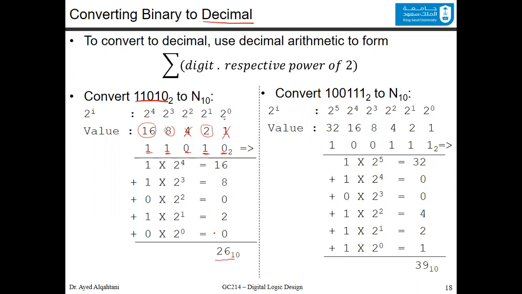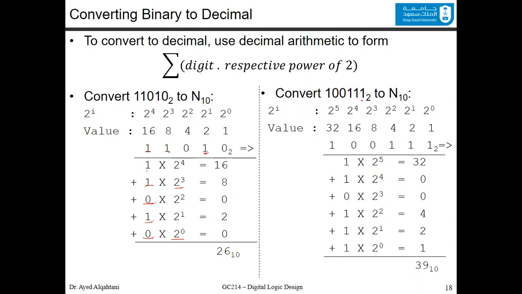To get this in detail, you would say, okay, we have 0, 1, 0, 1, 1. So we'll have this 0 multiplied by 2 to the power of 0. We're doing the summation of the digit multiplied by its respective power of 2. This is 1, multiplied by 2 to the 1. This is 0, multiplied by 2 to the 2. This is 1, multiplied by 2 to the power of 3. And this is 1, multiplied by 2 to the power of 4. Then we add them together. You can see that this is 16 plus 8 plus 0 plus 2 plus 0, which is 26.